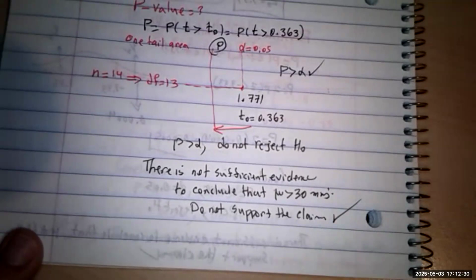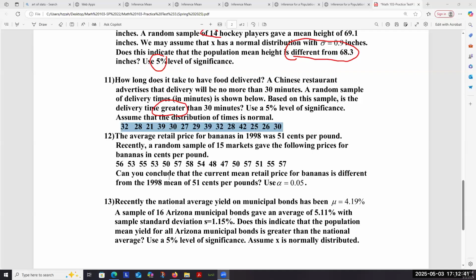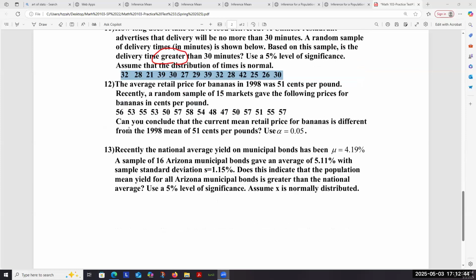So getting back to, again, practice. Make sure that you identify the information and you know where to look for. It's again the similar one. Everyday life problem, information is given. So we're looking for the retail price for bananas. In 1998, it was 51 cents per pound. Recently, maybe not now, of course. A random sample of 15 markets gave the following prices for the bananas per pound.